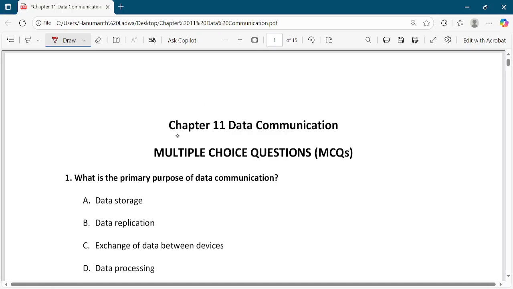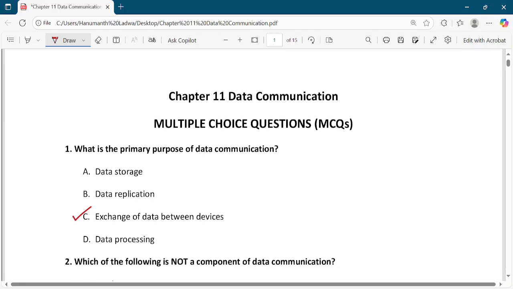In this video, we are going to learn chapter 11 Data Communication Multiple Choice Questions. Let us begin with question number 1. What is the primary purpose of data communication? Option A, data storage. B, data replication. C, exchange of data between devices. D, data processing. So here option C, exchange of data between devices is the right answer.